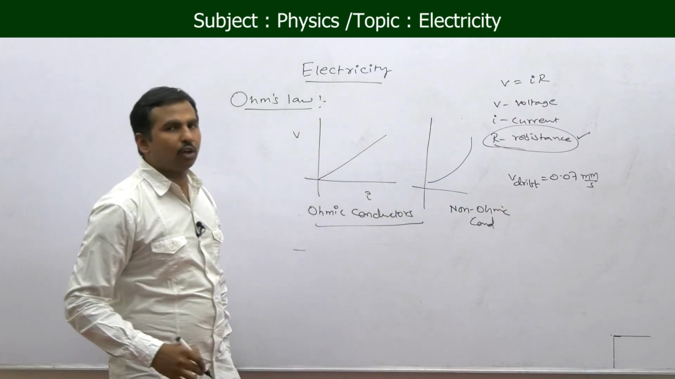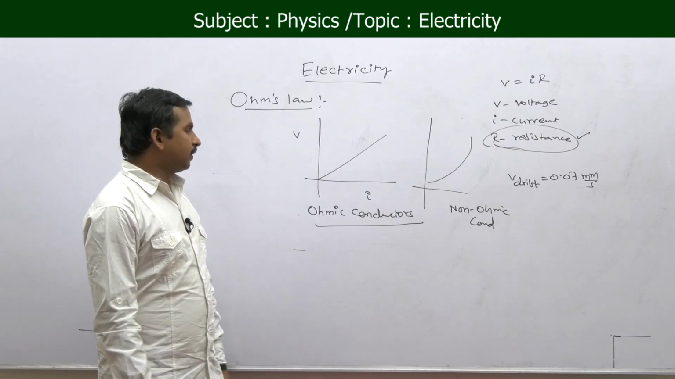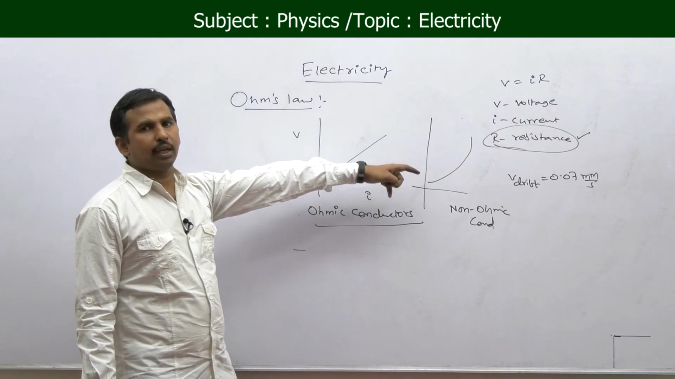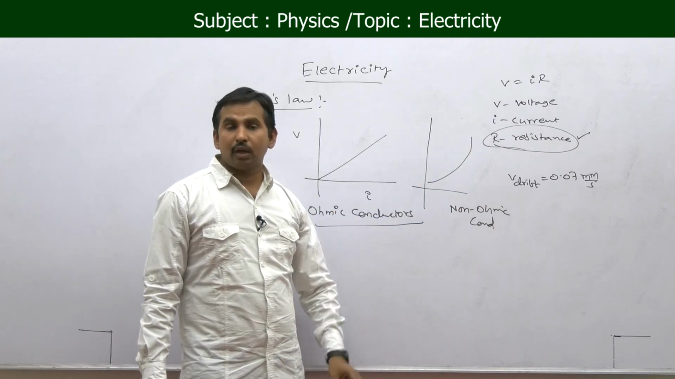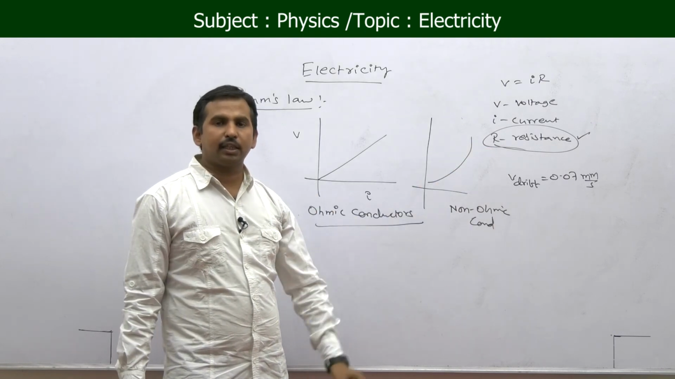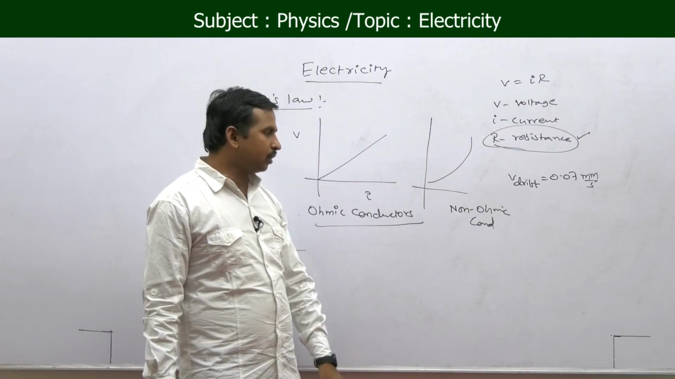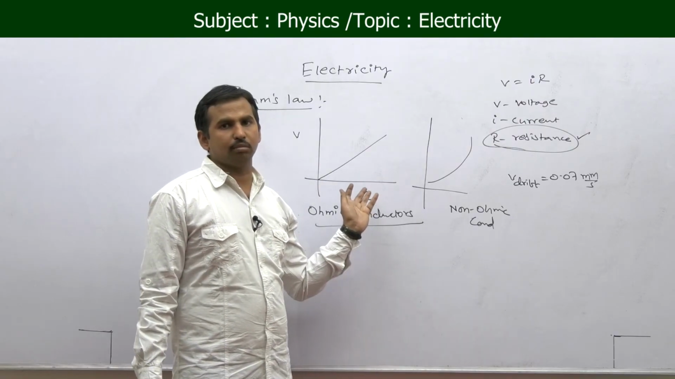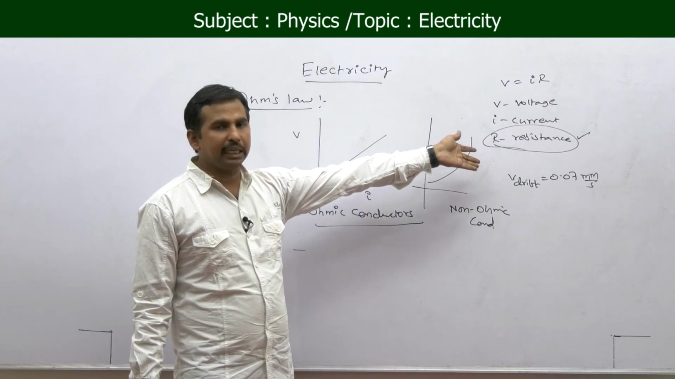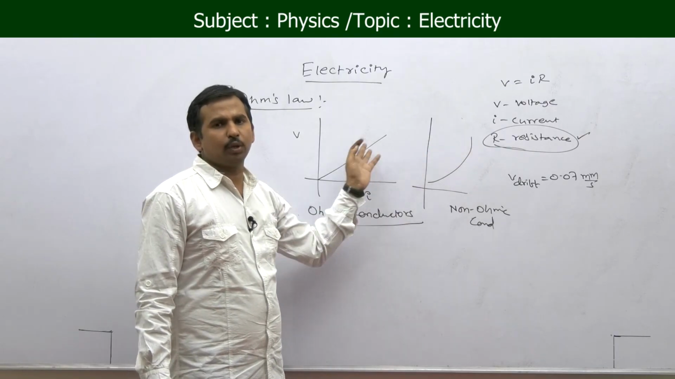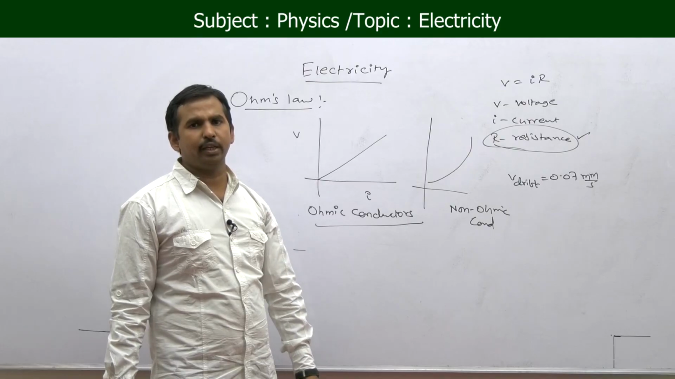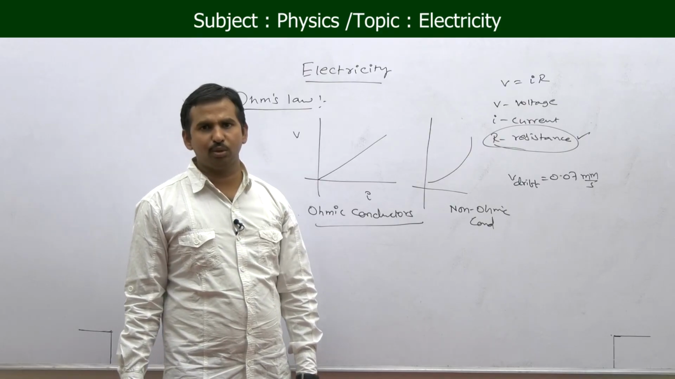So, we cannot apply Ohm's law for non-ohmic conductors like gaseous conductors, or LEDs, or even semiconductor devices like silicon and germanium. For these also we cannot apply Ohm's law. For them we get a curve. It is no more directly proportional; I is not directly proportional to V in those cases.